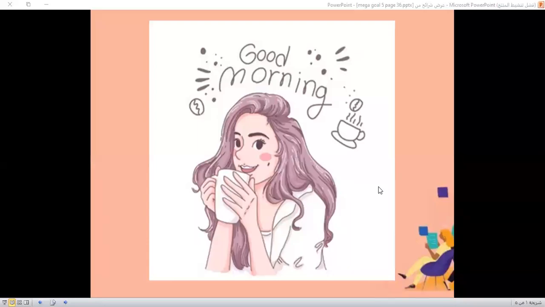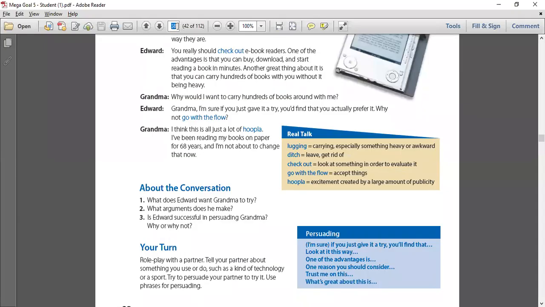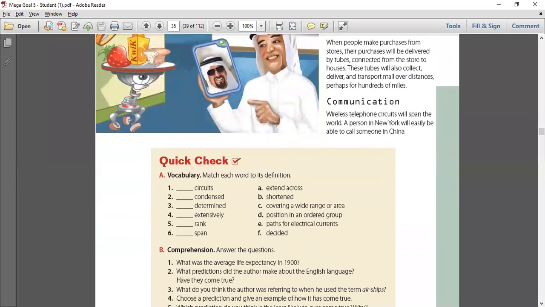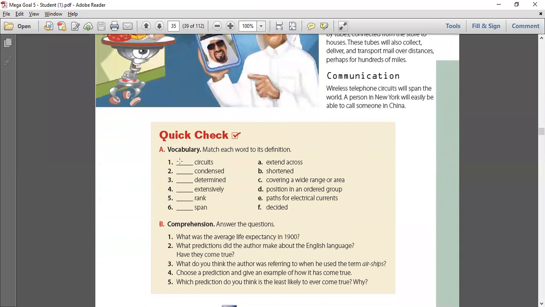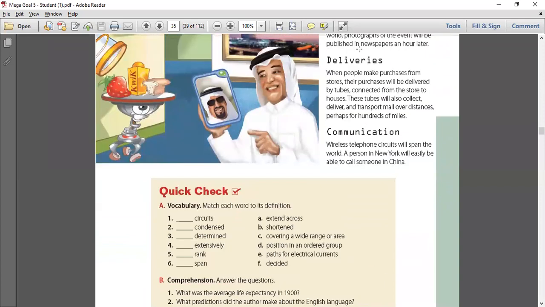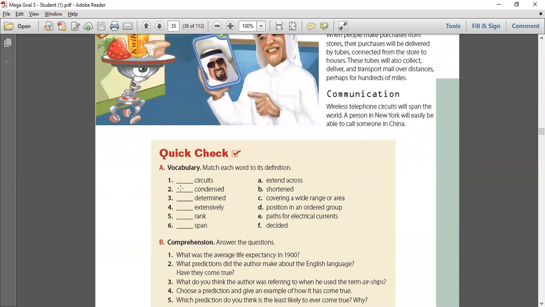We're going to take grammar, but before that, we're going to complete the vocabulary section in our book, if you remember. Here, the vocabulary section. Yesterday, we've taken the passage. Now we just have to match the words that have been mentioned in the passage with their meanings. Okay, so let's start with the first one, circuits. Wireless telephone circuits will span the world.